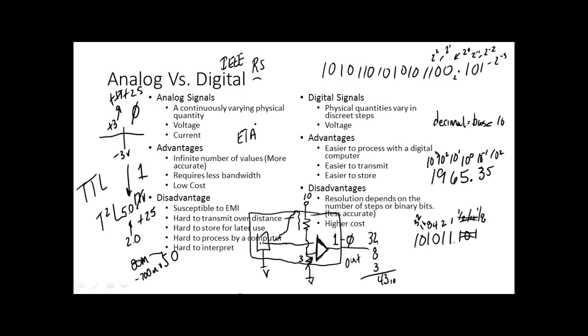Easier to store. What's nice about storing things is we don't have to use it instantly, right? We can store it now and use it later. We can store it now and compare it to things later, right? You understand that? See if they're the same.